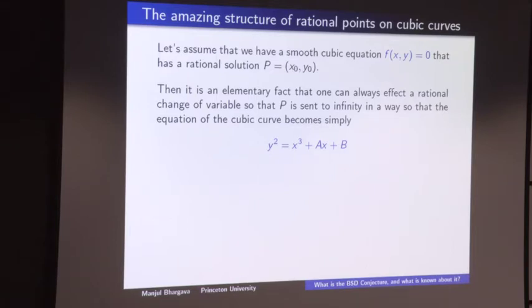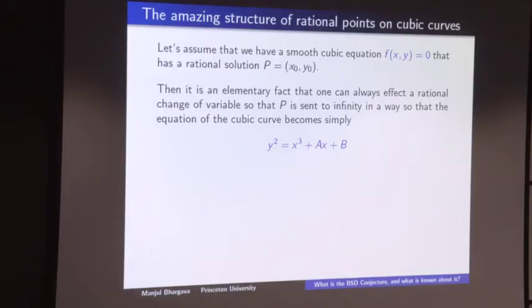Okay. So if we had some f(x,y) = 0 cubic equation with rational coefficients, with this rational solution P = (x0, y0), then there's this transformation you can do that sends P off to infinity so that your equation can just be written y squared equals x cubed plus ax plus b. And that's an elementary argument.